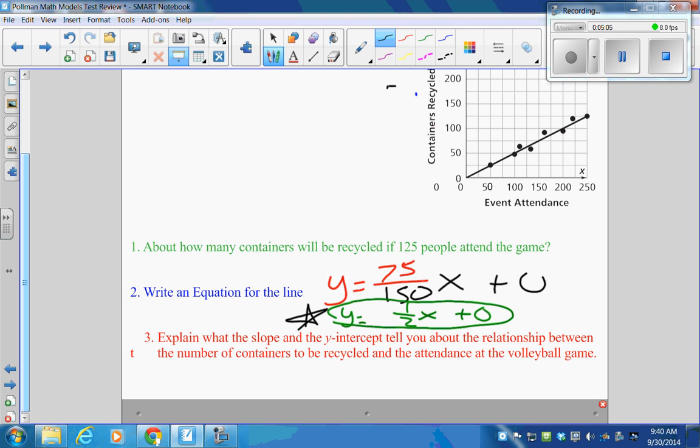What this equation means is 1 over 2, or my rise, my containers recycled, over my run. So what it tells me is that for every 2 people that come to the game, one container is recycled.